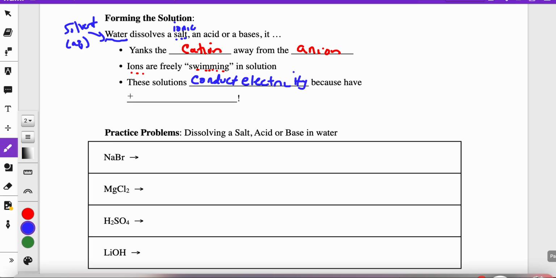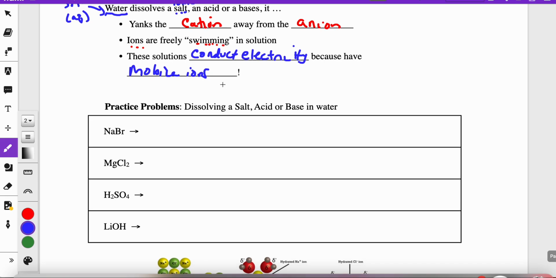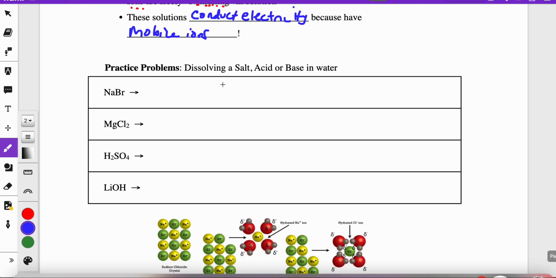because they have moving or mobile ions. So electricity is the result of moving charges. So let's take a look here. We have an ionic compound. This is a salt, or what we refer to as ionic, and we recognize it because there's a metal bonded to a nonmetal. In salts, their typical normal phase is solid. So this would be like in the salt shaker.